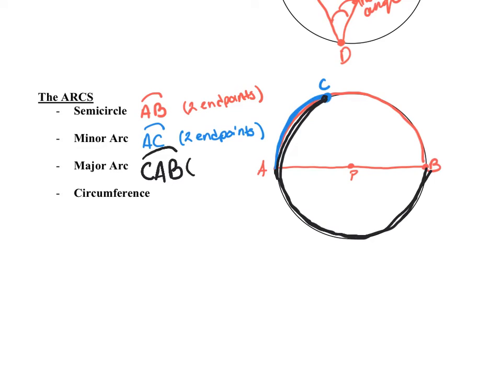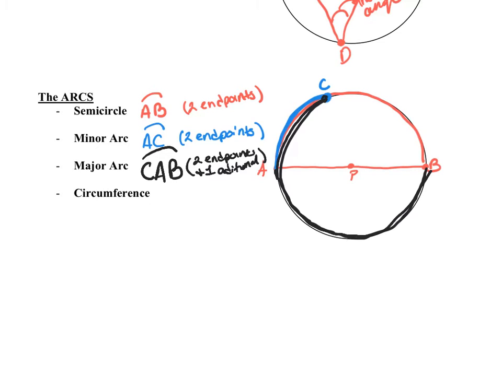So you need two endpoints and one additional, so 3 points total to name a major arc. You only need two, just the endpoints, for the minor arc and the semicircle.